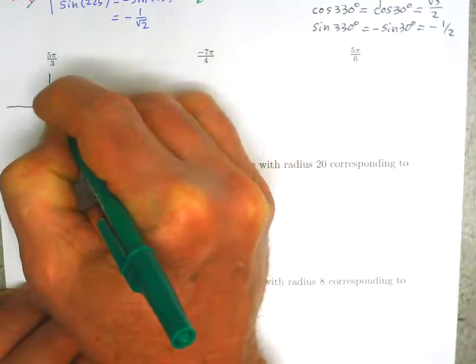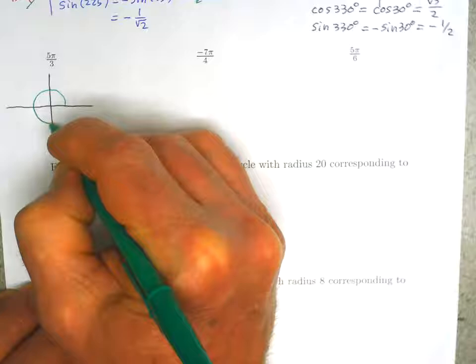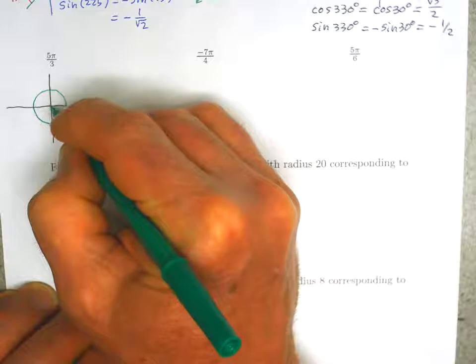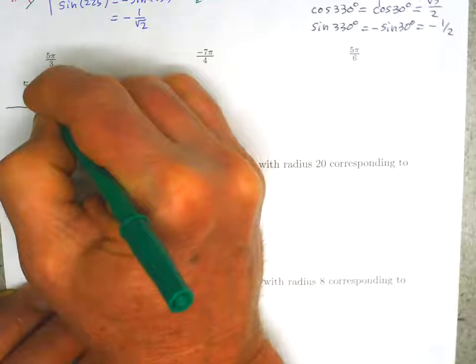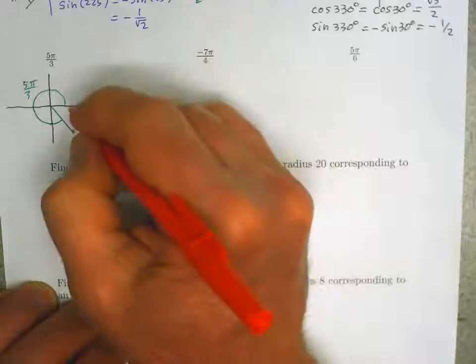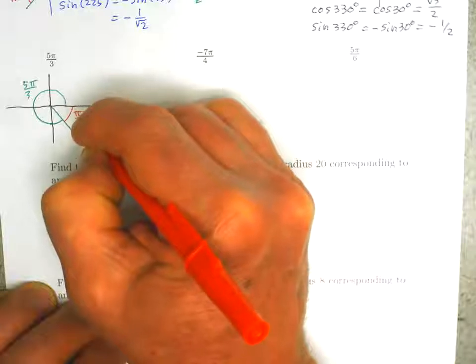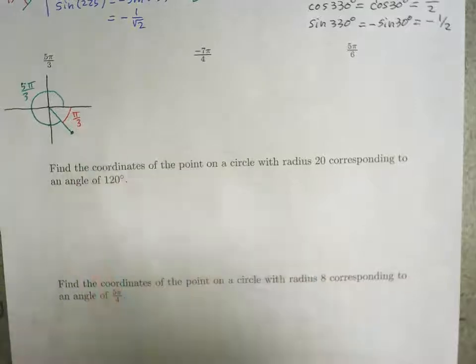So counterclockwise, pi over 2, pi, 3 pi over 2. And then about that much. So this is 5 pi over 3. The reference angle is pi over 3. So it's in the fourth quadrant. Cosine is positive and sine is negative.